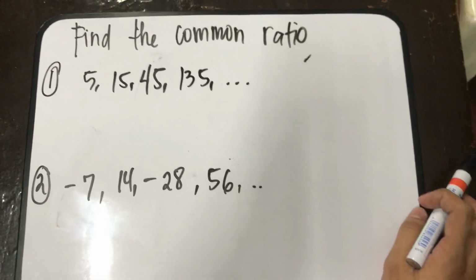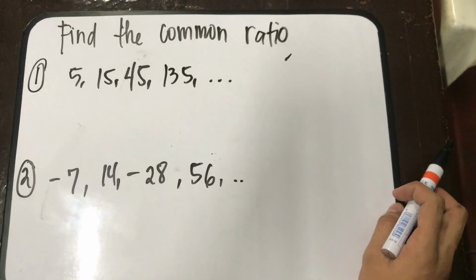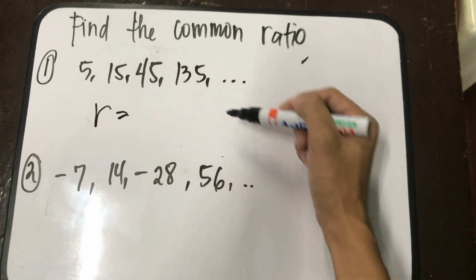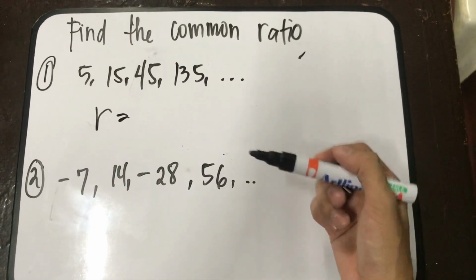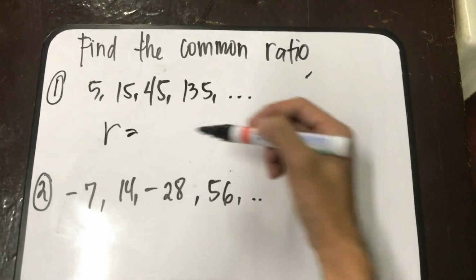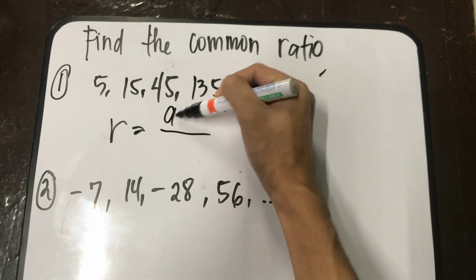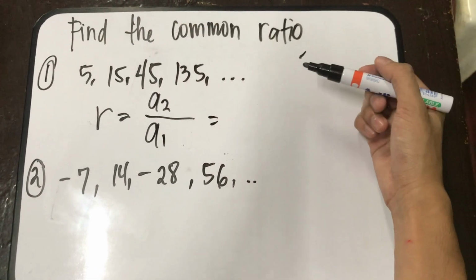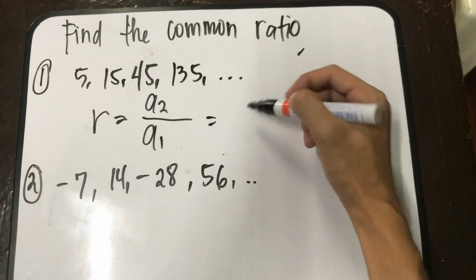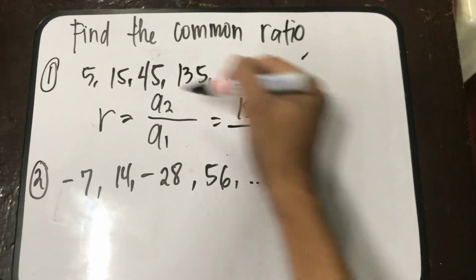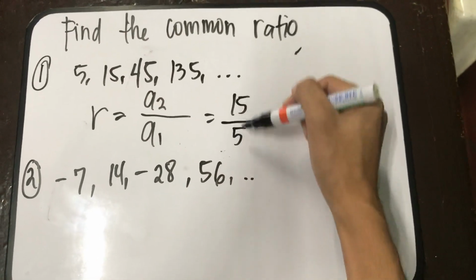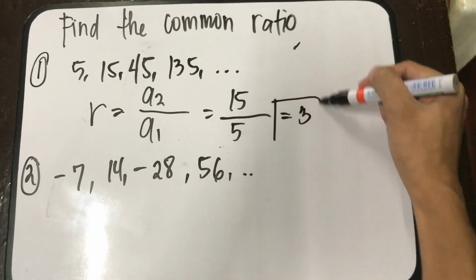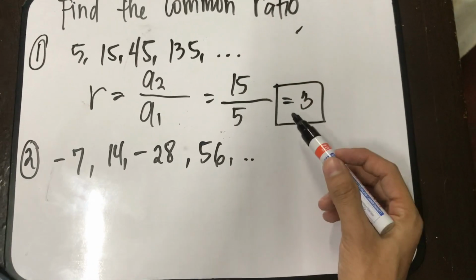We have a sequence of 5, 15, 45, and 135. Now, let's find the common ratio of this sequence. Sabi natin, nakukuha natin yung common ratio if we're going to divide the second term by our first term. In this sequence, our second term is 15 and our first term is 5. So, 15 divided by 5, that is 3. In this sequence, the common ratio is 3.